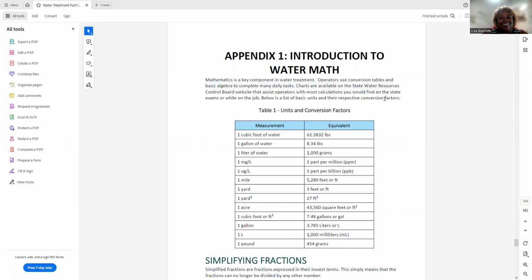Hello class. This is a tutorial to help you understand water math. In your PDF file for one of your texts, this is Water Treatment Part One, at the end of the book there's what's called Appendix One. This is Introduction to Water Math.